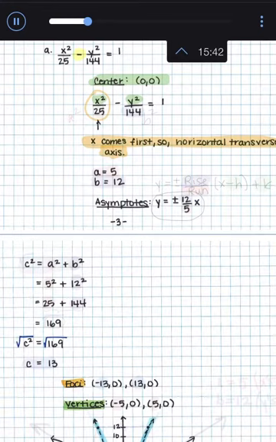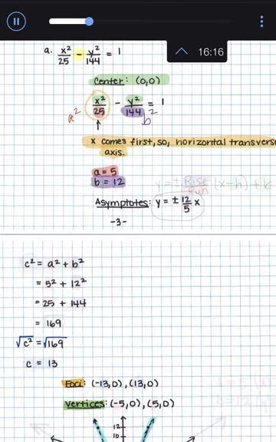Now, remember your a is always under your first piece when you've got a hyperbola. So that means your a is 5. Remember, your a is always squared in these formulas, and your b is always squared. Your b in this one is going to be in the second one, which is, again, already squared. So that means your b is going to be 12.